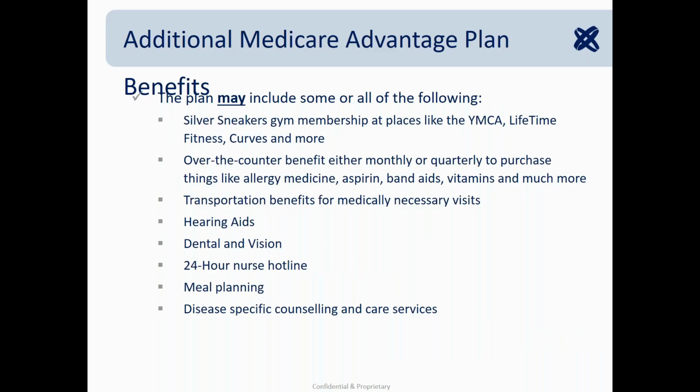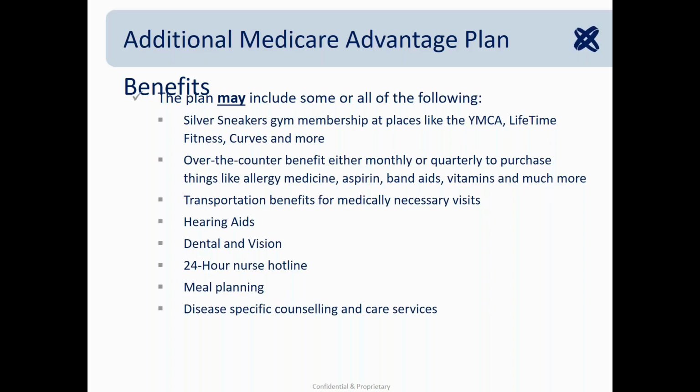Additional Medicare Advantage plan benefits. The plan may include some or all of the following: Silver Sneakers gym membership at places like YMCA, Lifetime Fitness, Curves, and more. There's an over-the-counter benefit, either monthly or quarterly, to purchase things like allergy medicine, aspirin, Band-Aids, vitamins, and much more. Sometimes this is with a monthly debit card, or you could go every quarter to their website and you earn points or dollar amounts that you could use on their websites to buy some of those products.